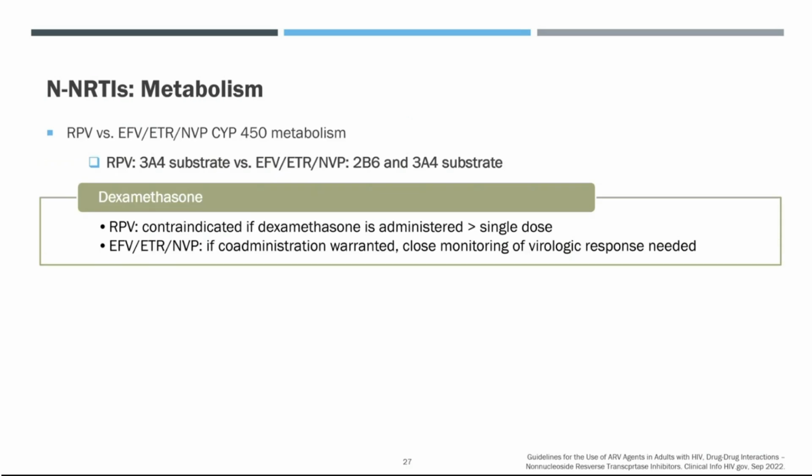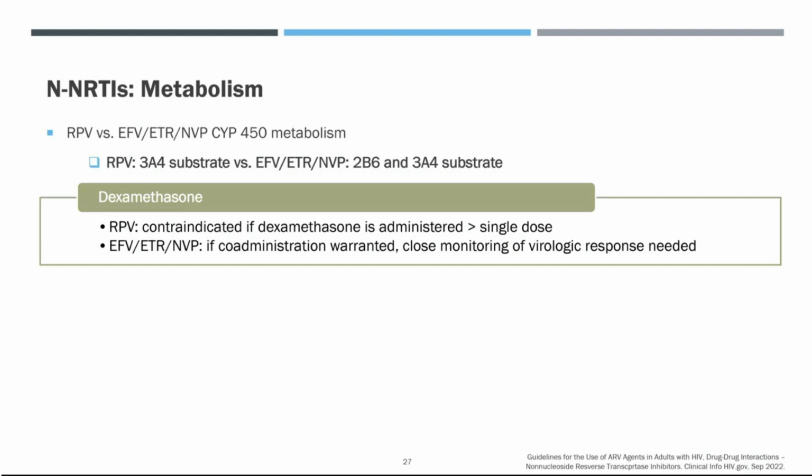But there's one more thing. Rilpivirine and all other NNRTIs also serve as substrates of certain CYP450 enzymes. What that means is the effectiveness of these antiretroviral therapies will be impacted by certain other medications. A common one is dexamethasone, which serves as a strong 3A4 inducer. Dexamethasone will significantly decrease the rilpivirine serum concentration, so it is definitely contraindicated if your patient is taking dexamethasone for more than just a single dose.